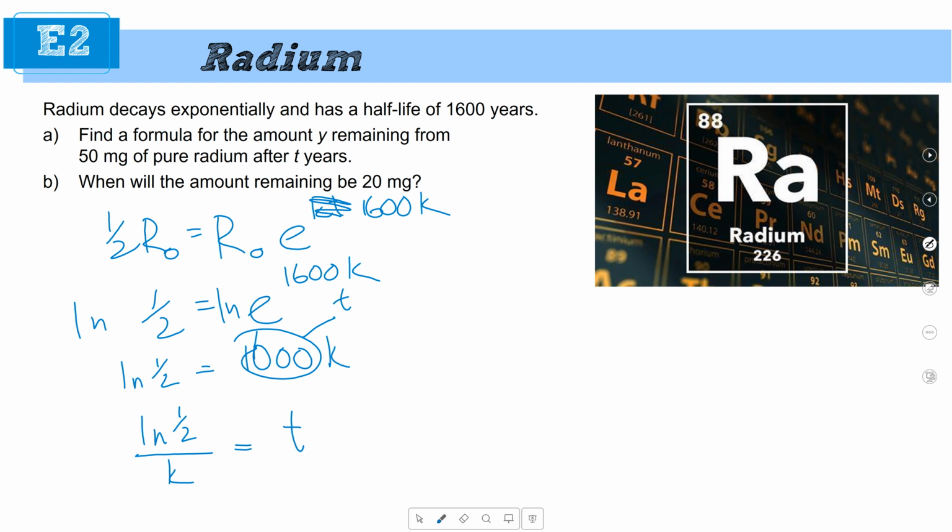Now, did you guys learn it's natural log of 1/2 over K or natural log of 2 over K? Natural log of 2 over K. That's not right. That's a doubling time. Ooh, that's a good segue, though. Okay, so this is a half-life problem, which we already talked about. There's also something called a doubling time. Doubling time would be the opposite of a half-life.